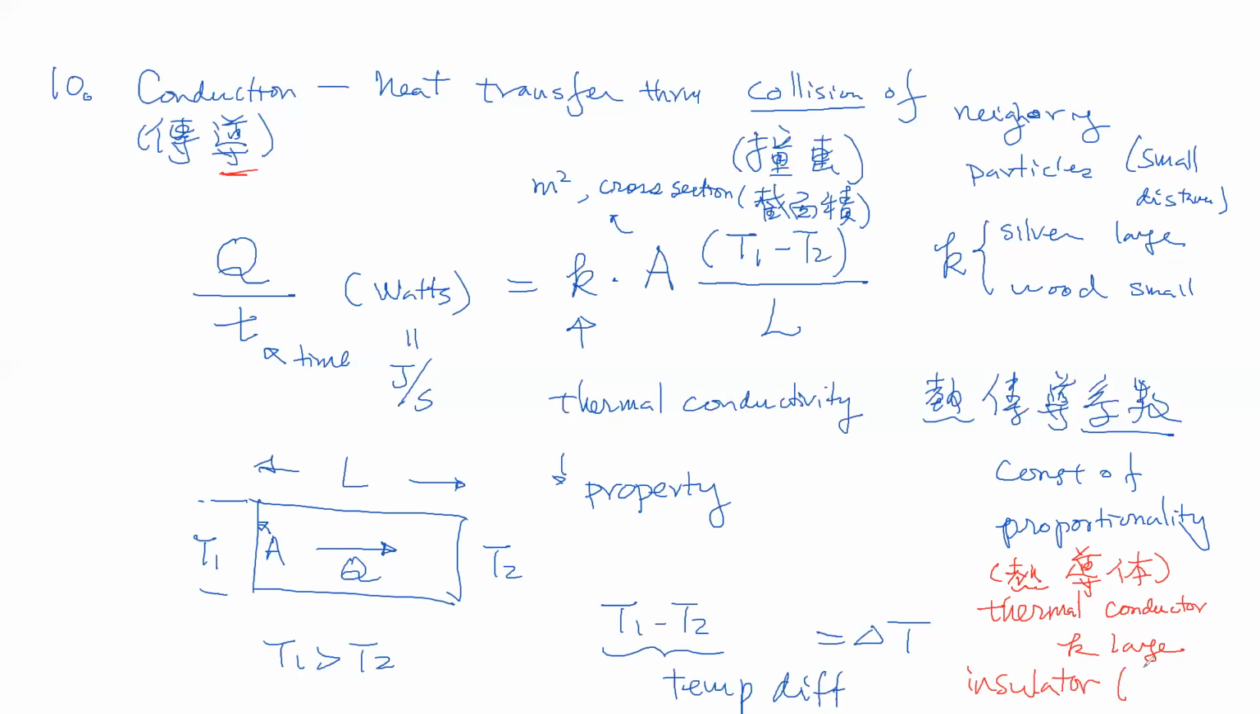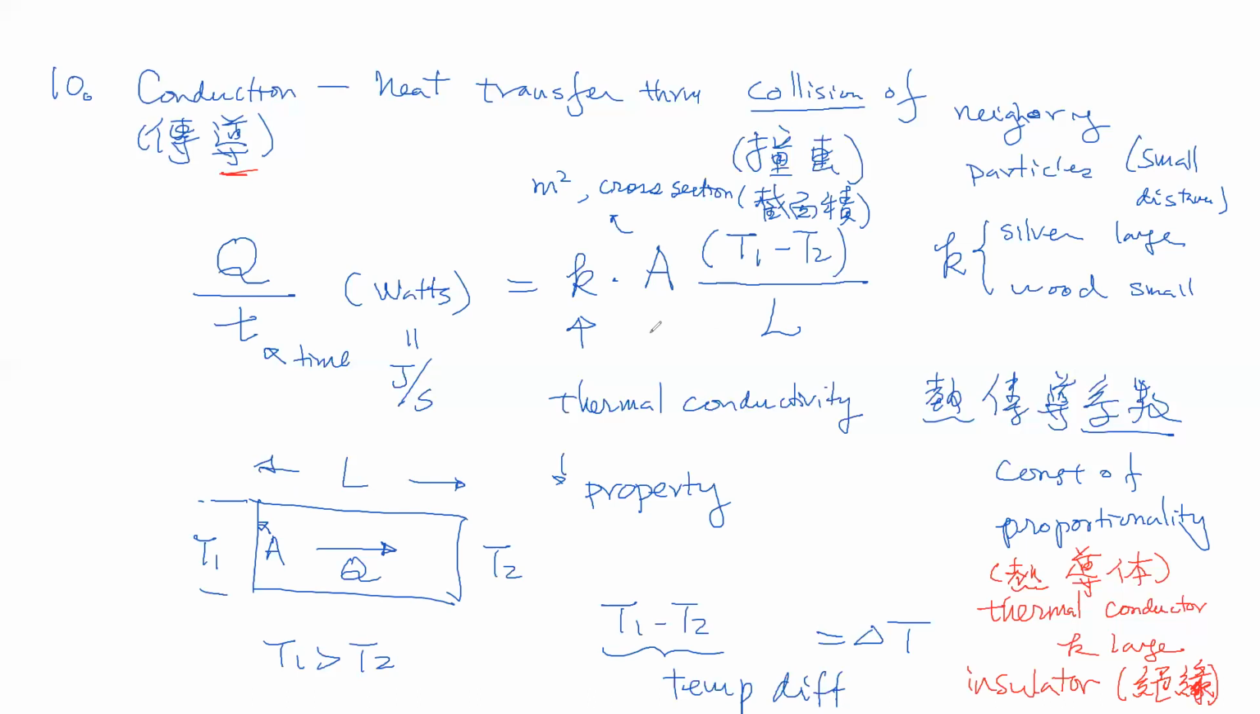This is 绝缘, 热绝缘体. 绝 means stop, and 缘 means kind of like luck. But it's like you stop that luck, meaning that you don't conduct. So 热的绝缘体. That's the formula for heat conduction.